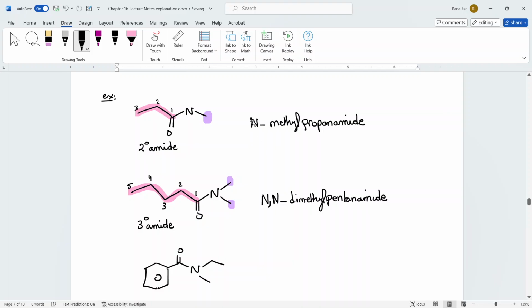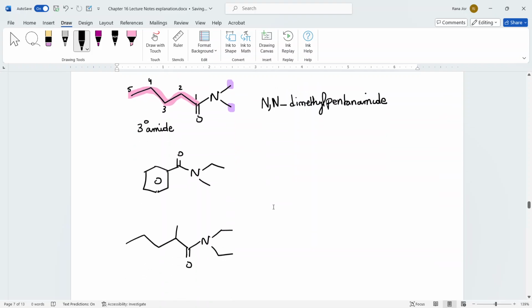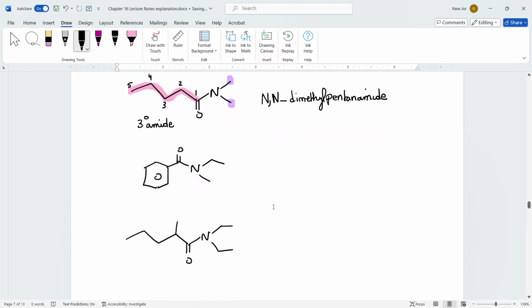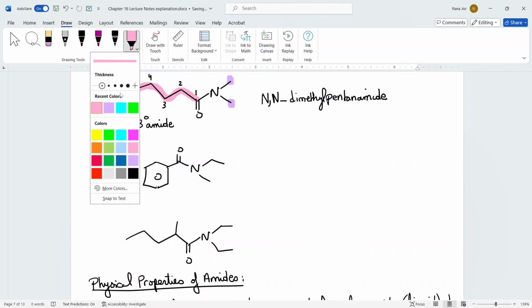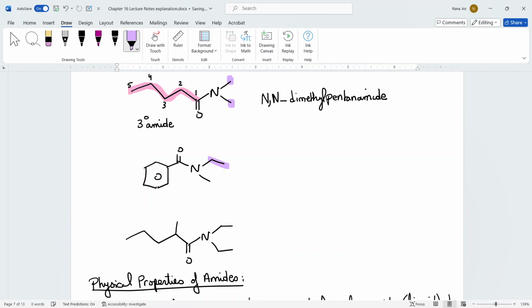Again, notice the difference between a secondary amide that has 1 N versus a tertiary amide that has 2 N's in there. This here is an example of a tertiary amide that has 2 different R groups here. These are the smallest chains. This is still a tertiary amide. And this one is a tertiary amide as well. Okay. So again, this is 2 R groups that are the same in this example.